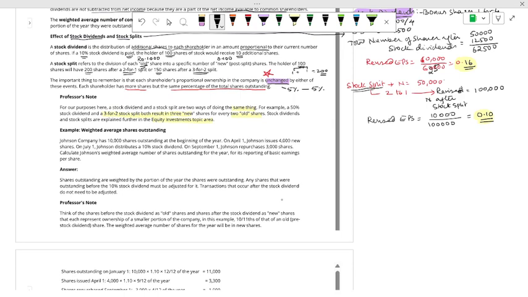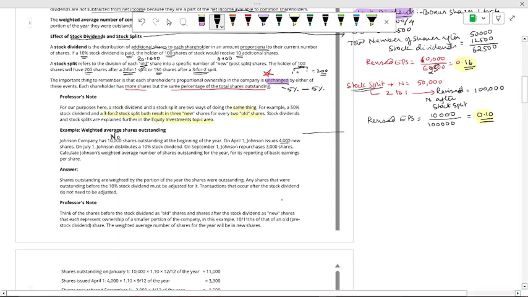Johnson Company has 10,000 equity shares at the beginning of the year. Is it zero? Zero is the number of shares at the beginning of the year. On April 1st, they issued how many? 4,000 new shares. Write it down here, it will be easier.